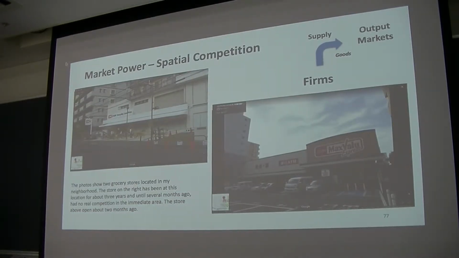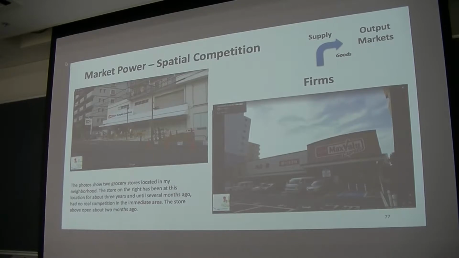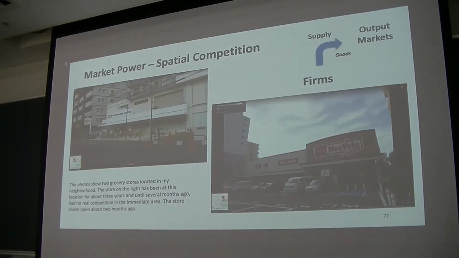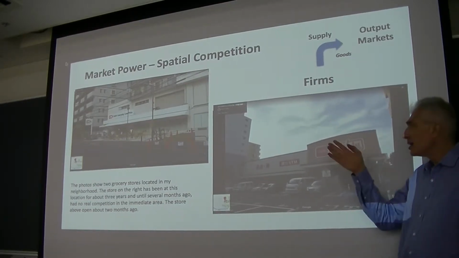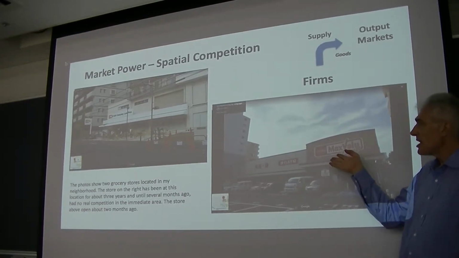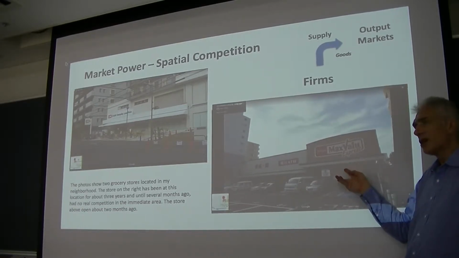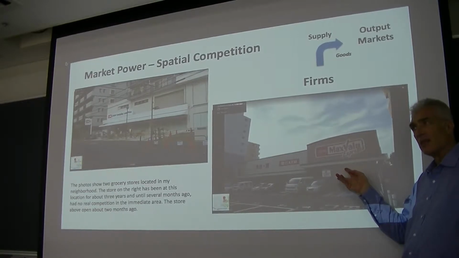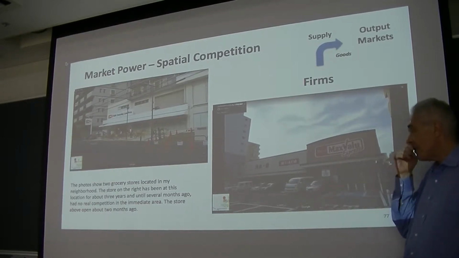That means there's spatial competition, but it also means there's a spatial monopoly. So to a degree, this store had some market power. This store had market power, and the prices were okay. But the store's prices are probably generally a little bit higher than some places, because they have a monopoly.